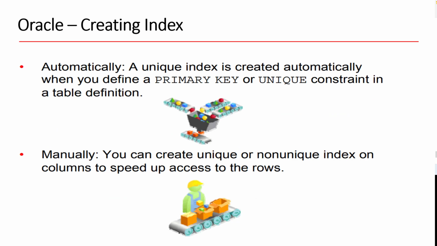Creating an index in Oracle can be done automatically and manually. Automatically, a unique index is created when you define a primary key or a unique constraint in a table definition. Manually, you can create unique or non-unique indexes on columns to speed up access to the rows.